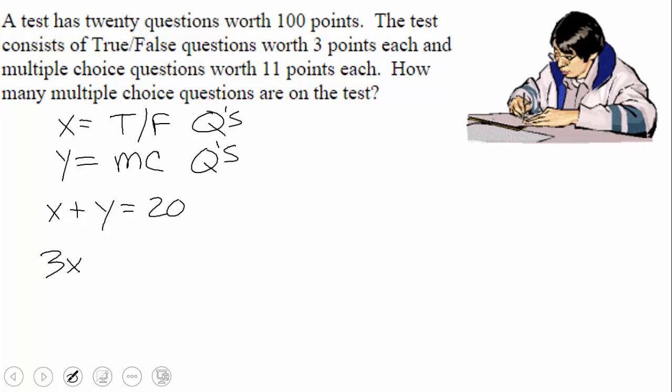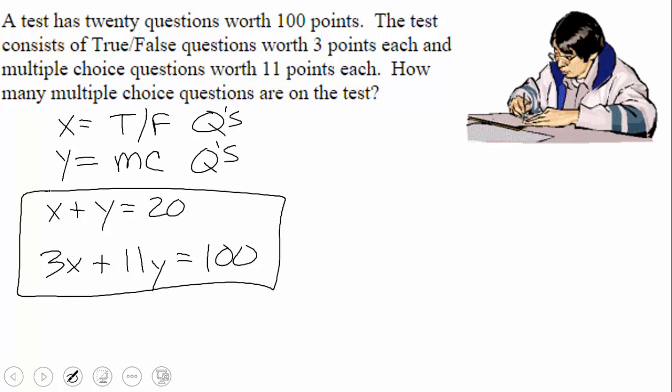Okay, so we also know that the true-false questions are worth 3 points each. That's 3x, 3 for every one. And that the multiple choices are worth 11 points each. So we're going to add 11y, and we know the whole test is worth 100 points. So now we have our system right here, our system of equations. Of course, the easiest one to manipulate so we can substitute is to take this x and move it over, giving us y equals negative x plus 20.